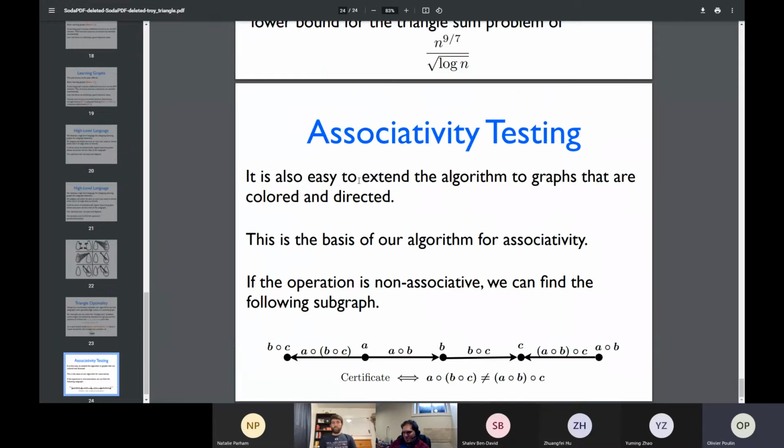And so for associativity testing, it's just going one step further. They just extend the algorithm from an undirected uncolored graph to a directed colored graph, and all they need to show is that the non-associative subgraph is not in the graph, and then it's associative, because if it is in there, then it's non-associative. So that is for the associativity testing.